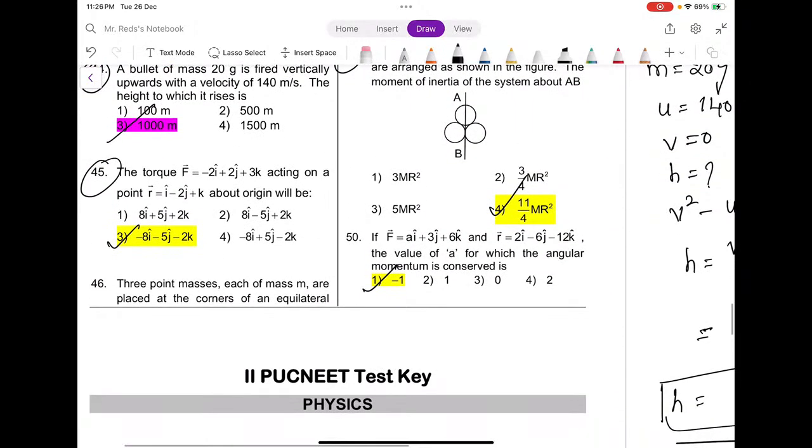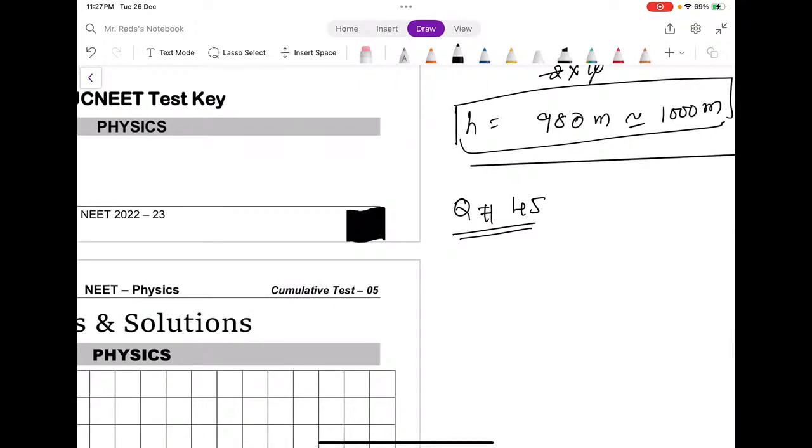So it is given that the torque if f bar equal to minus 2i plus 2j plus 3k acting on a point r bar equal to i minus 2j plus k, about the origin will be the torque. If a force f bar is acting at a point whose position vector is given by this, about the origin will be. That means direct formula it is. So torque tau bar is equal to torque by definition moment of force. So it is r bar cross f bar, moment of force.